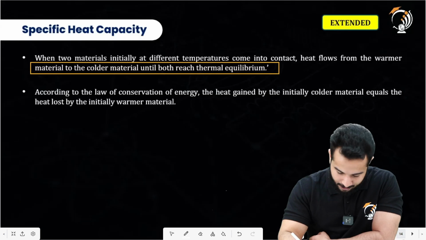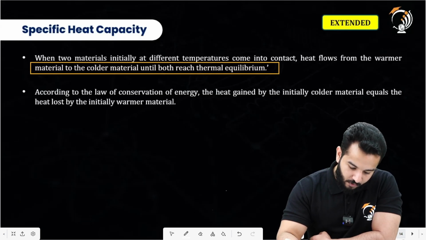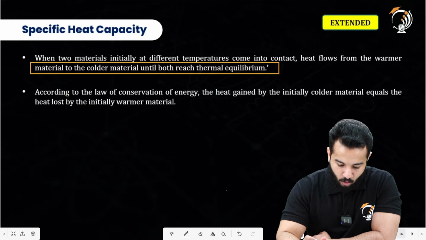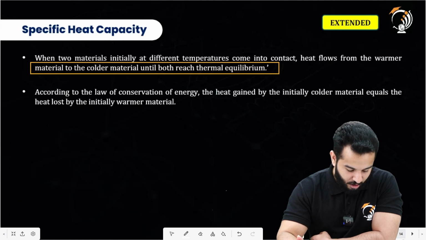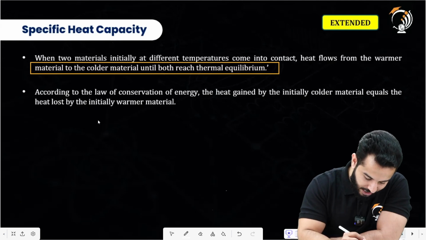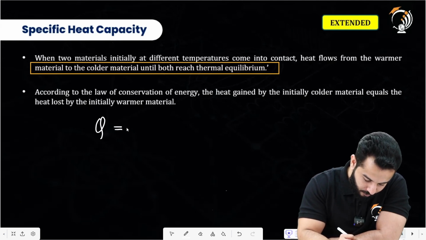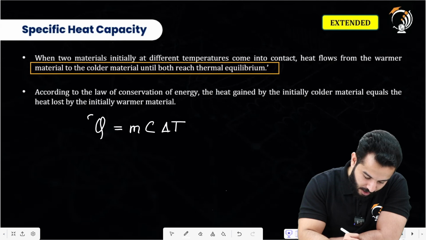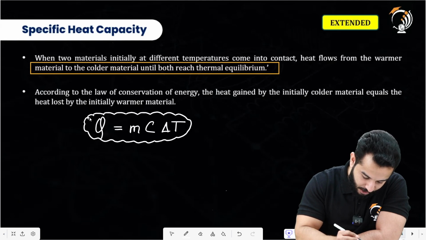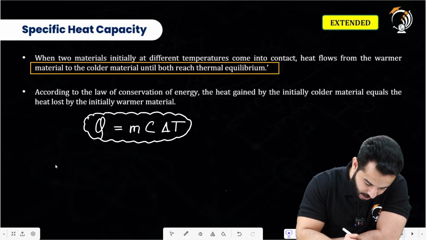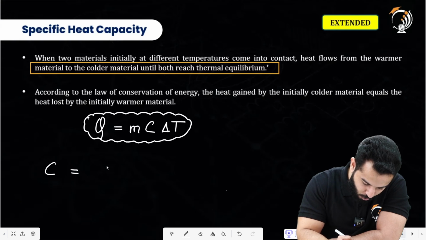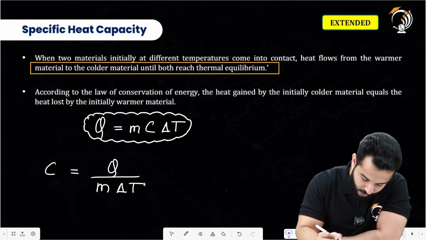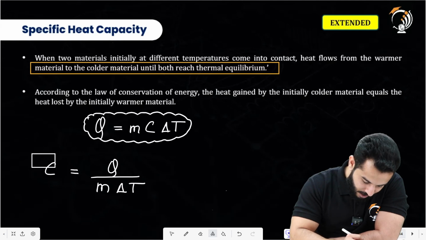According to the law of conservation of energy, heat gained by an initially colder material equals the heat lost by the initially warmer material, right? And we also discussed that the heat formula is going to be equal to mass times specific heat capacity times change in temperature. So now if you want to define what we really mean by specific heat capacity for a body, we can define it something like this. We are going to use the formula C equals Q divided by M times delta T. This is very, very important to define this formula.